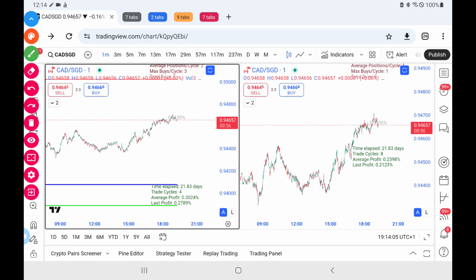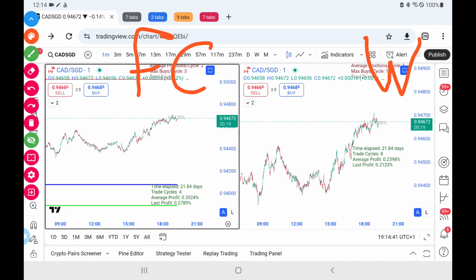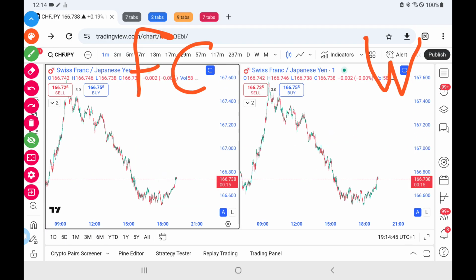Maximum buys per cycle are 3. And on the wick, maximum buys per cycle is 1. So again, we have a case where there is a distinctive difference between the two sides. Something that doesn't happen often. But it is certainly enough to really make it stand out. So as we continue, let's see what other interesting pairs we have to see.